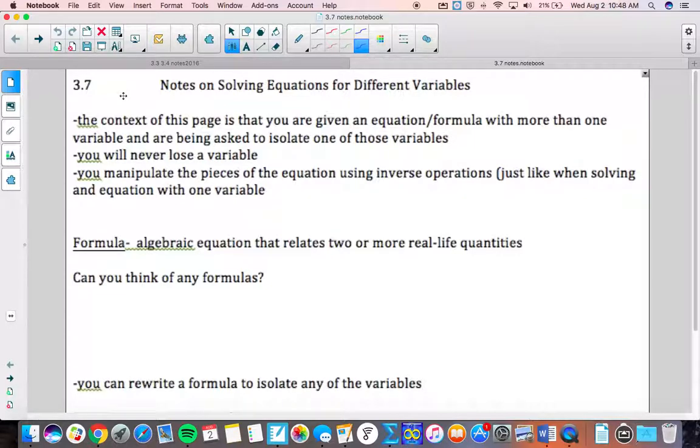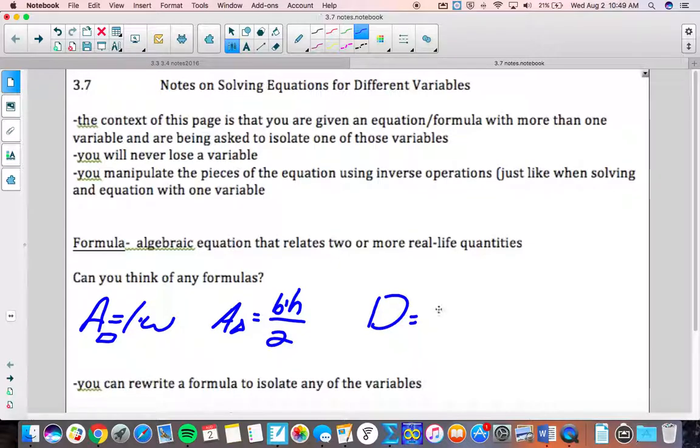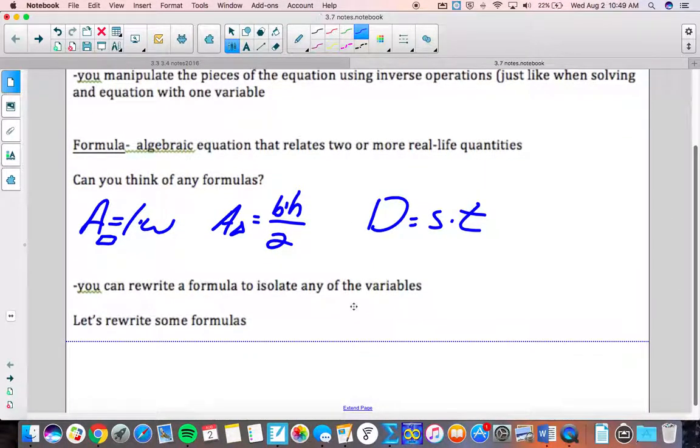So a formula is just an algebraic equation that relates two or more real-life quantities. Can you think of one? How about the area of a rectangle is length times width. Area of a triangle is what, like your base times height divided by 2. Oh, how about distance equals speed times time?